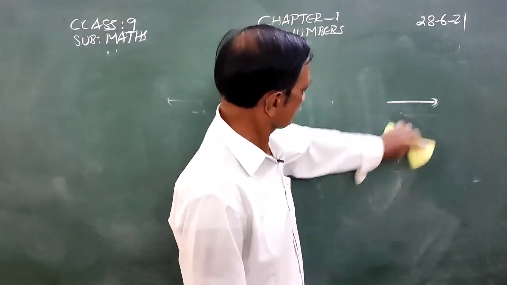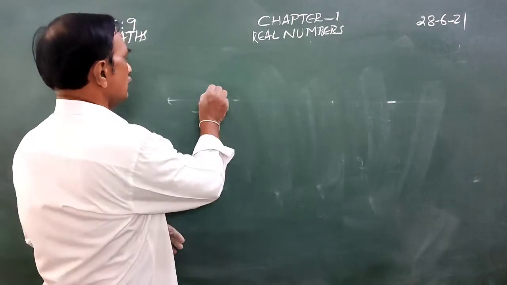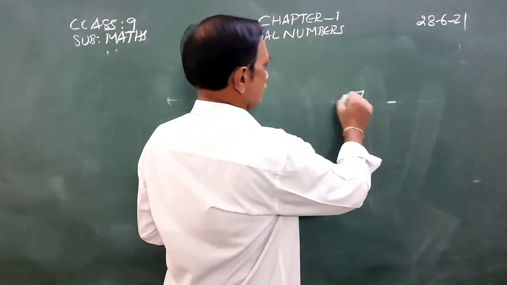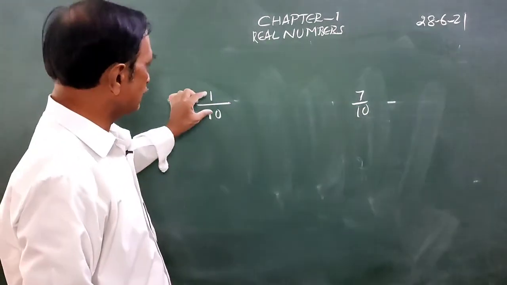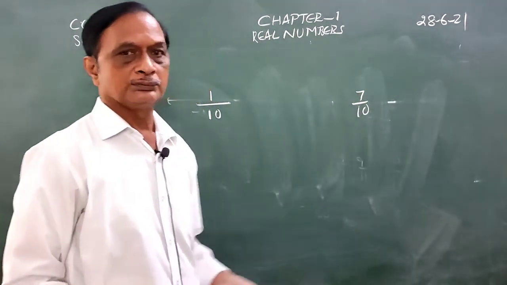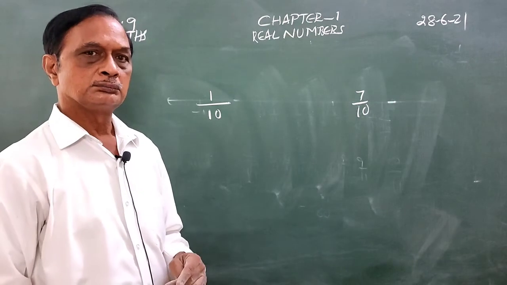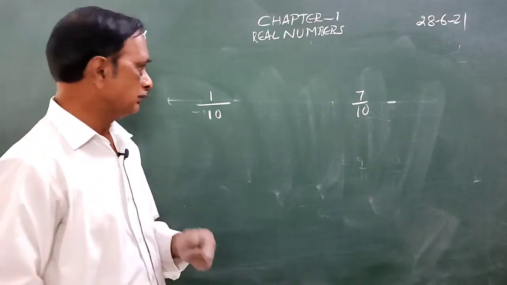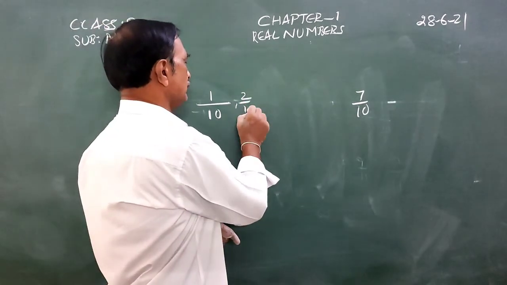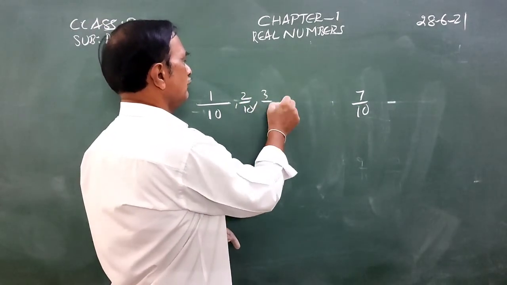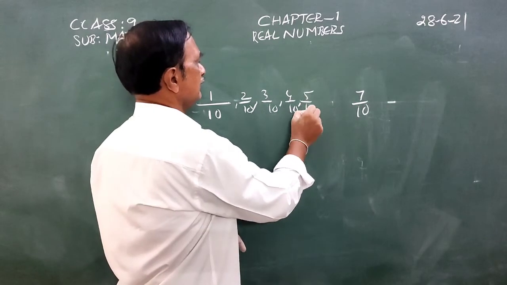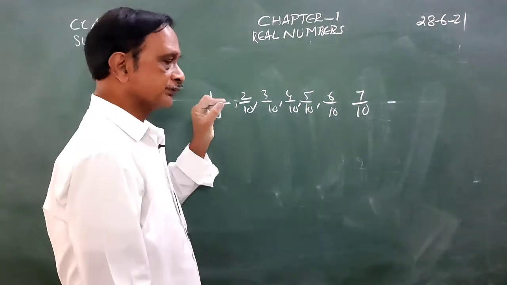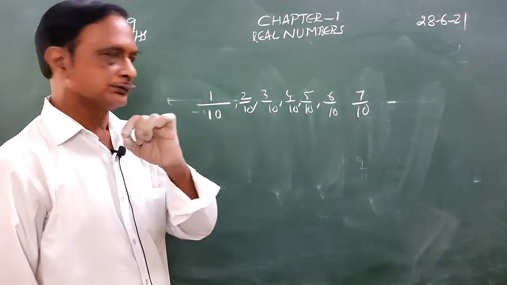Now, 1 by 10, 7 by 10. Can you tell the rational numbers that are between 1 by 10 and 7 by 10? Very easy. Can you tell 3 rational numbers? You may have more than 3, but we need only 3 rational numbers. Tell. You may take 2 by 10, 3 by 10, 4 by 10, 5 by 10, 6 by 10. But while you are expressing a rational number, you should express it in simplified form, lowest terms.